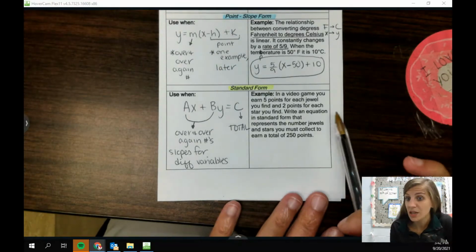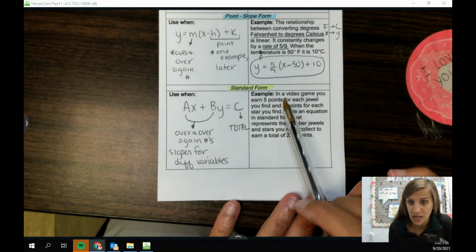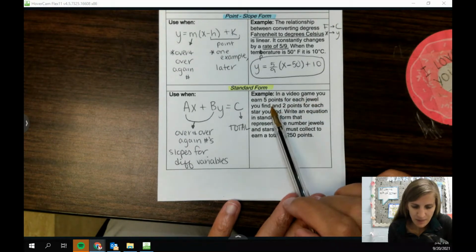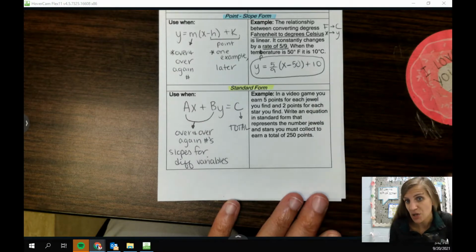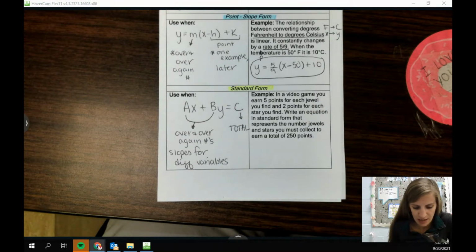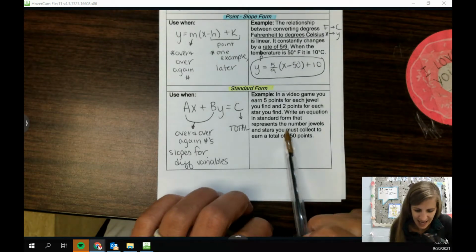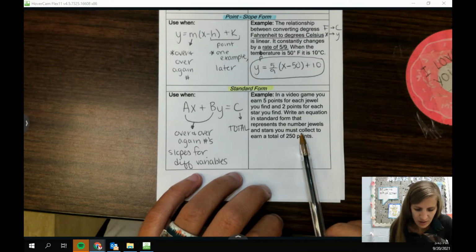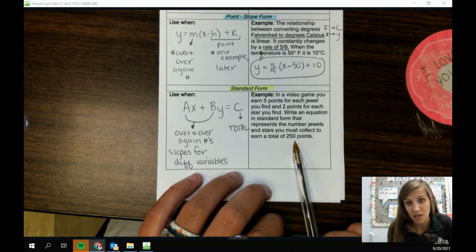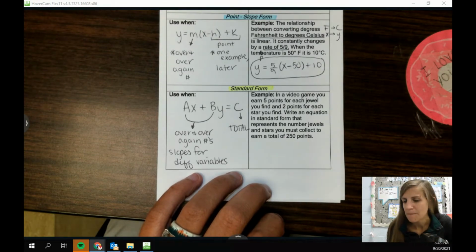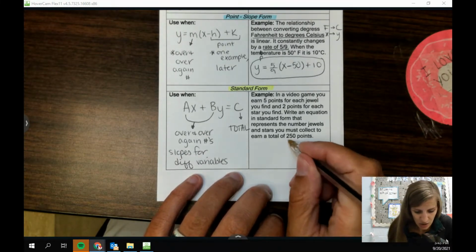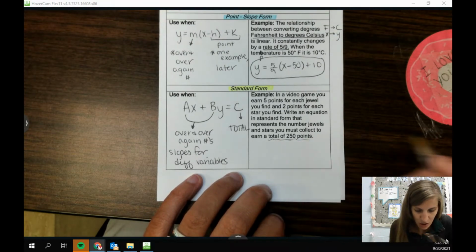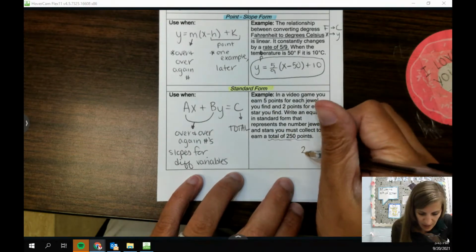Okay? So a really good example of where I'm going to use standard form is in a video game: you earn 5 points for each jewel that you find and 2 points for each star that you find. Write an equation in standard form that represents the number of jewels and stars you must collect to earn a total of 250 points. Look at that, they just tell you. But even without them telling me, I kind of know that I need to use standard form because they told me a total. And so I know that that's going in for C.